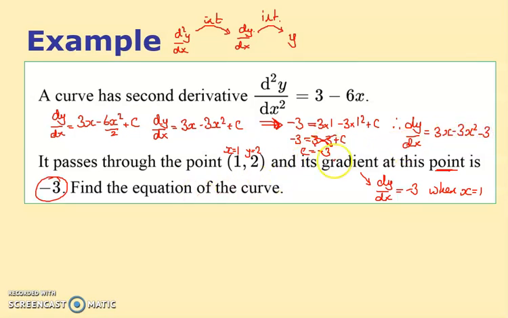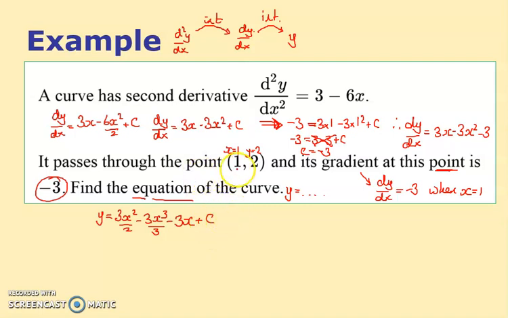Now I've got to do a bit more work though, because that's just dy by dx, and I want the equation of the curve, and that's a posh way of saying what's y equal to. That's what I'm after. So I'm now going to have to integrate again. It gives me 3x squared over 2 minus 3x cubed over 3 minus 3x plus a new constant. Now some people write C1 and C2. It doesn't really matter. Some people write K for the second constant.